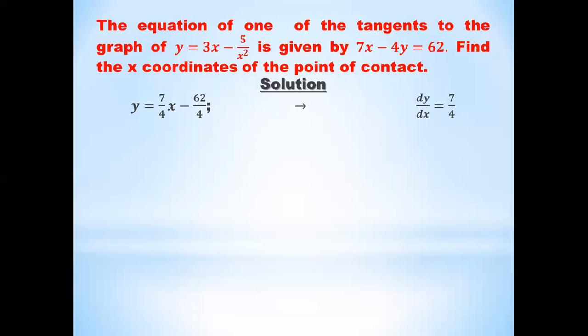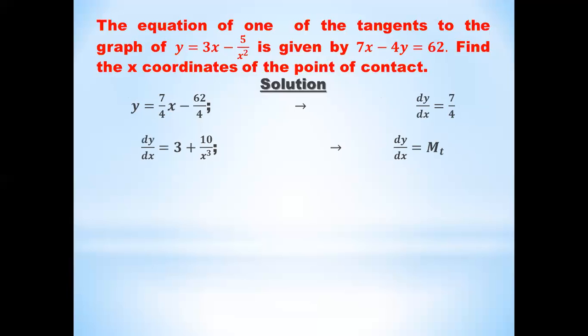You can also simplify it, 62 over 4. But if you want to leave it like that and continue, that is up to you. Now, in this equation, y is equal to 7 over 4x minus 62 over 4. Basically, it's in the form of mx plus c. So what is our m? 7 over 4. So that is why we say dy over dx is equal to 7 over 4.